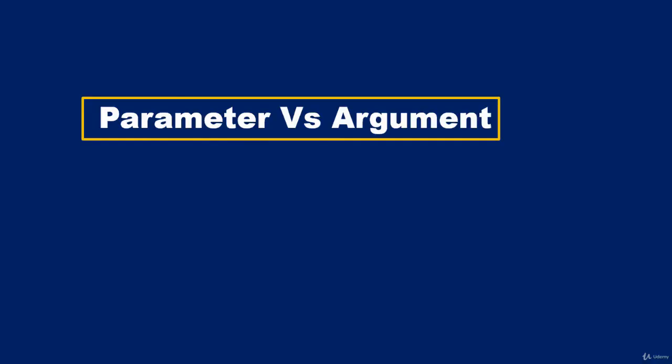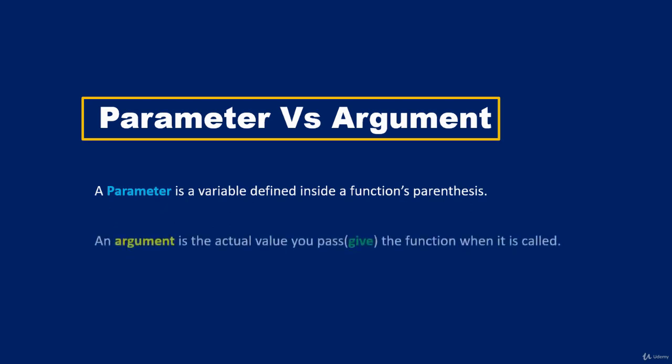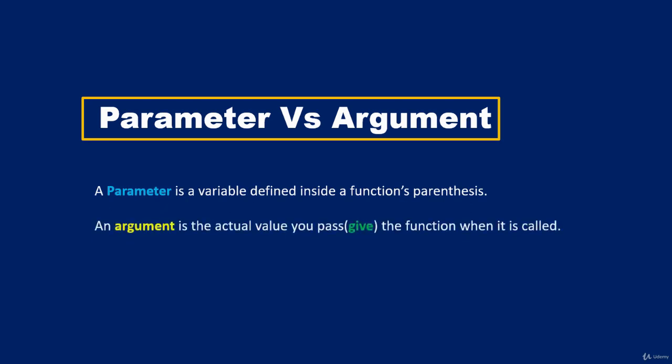In the example function we created, we used a parameter and also an argument. I just want to explain again the difference between the parameter and the argument. The parameter is the variable that is defined inside the function's parentheses, while the argument is the actual value you pass or give to the function when the function is called.